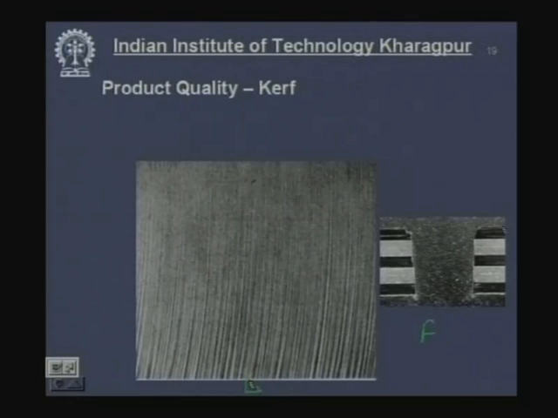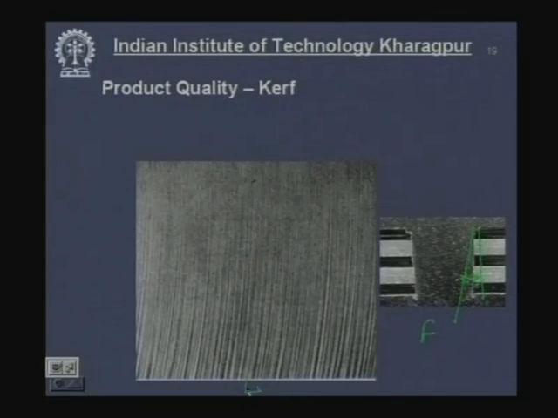So, what can we see in the front view? The first thing that we can observe is that I intended to cut it normally, but it has cut in a taper. So, I need to characterize this taper. This is an important deviation. If I do not know how much the taper is, I cannot control my quality.